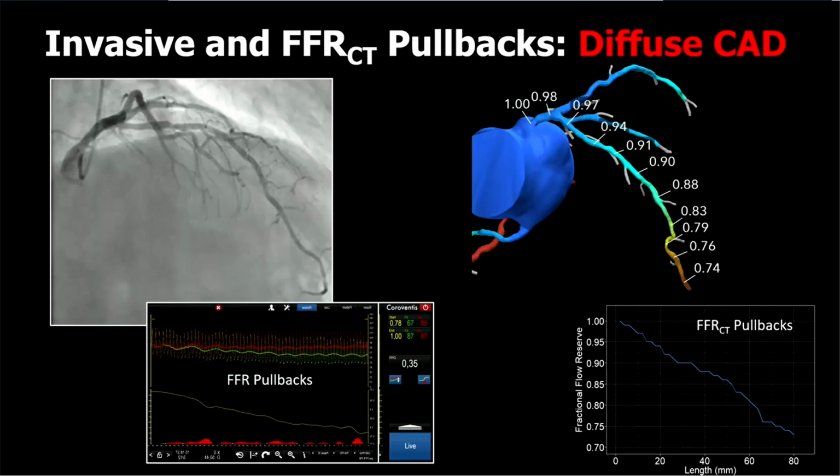Now compare that with this diffuse disease pattern. So instead of a sharp focal drop, there is a gradual continuous decline in the pressure along the vessel, and that tells us resistance is distributed throughout the artery rather than concentrated at a single lesion. So from a clinical standpoint, this is important because even technically successful PCI may not provide the same symptomatic improvement if the underlying physiology is diffuse.